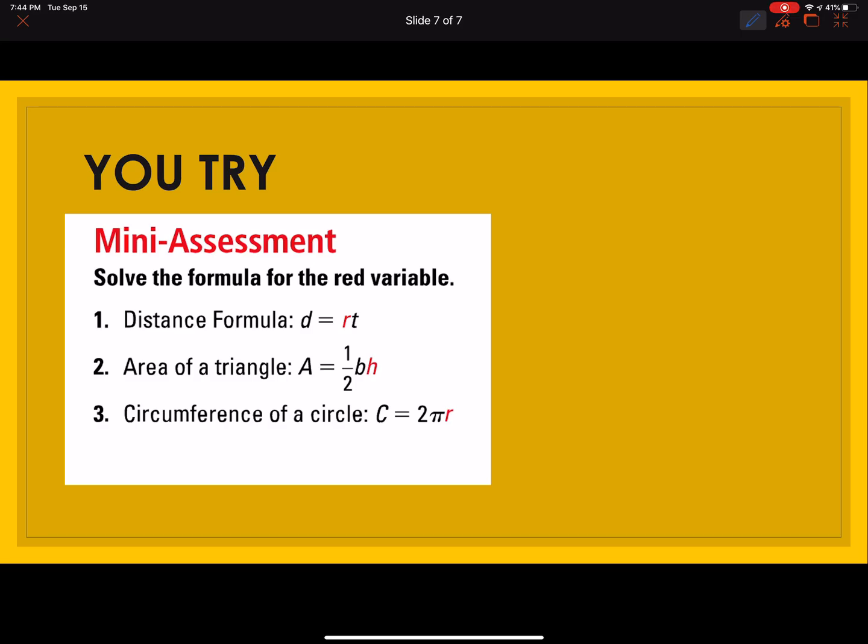Okay, I'm going to go ahead and show my work on these 3 problems, and I'm going to put number 1 up here at the top so I don't run out of any room. And I have the distance formula, which we talked about in a previous lesson with a word problem. D equals R times T. And we want to solve for the red variable, which is the R.